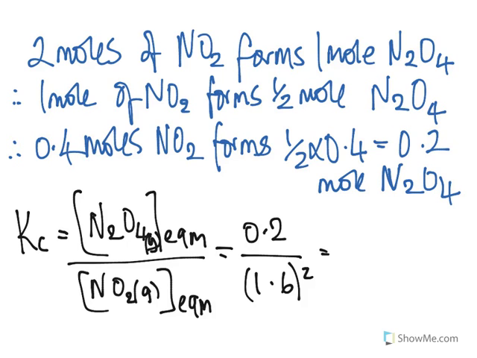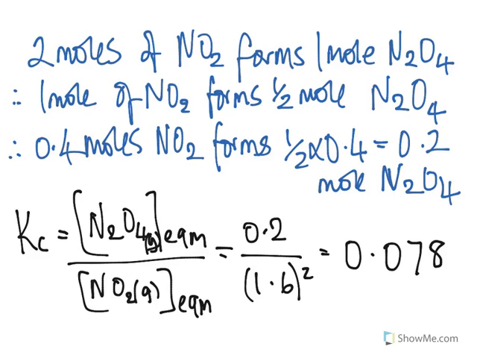So if we put those concentrations into the expression for the equilibrium constant, then do the maths, we end up with 0.2 divided by 1.6 squared, and that will work out as 0.78.